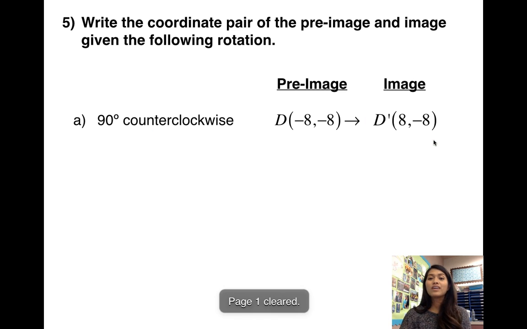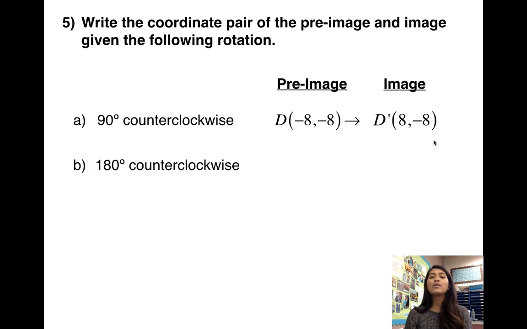Okay, so now let's move on to the next one. Now they're asking you to do 180 degrees counterclockwise with point F, which is at (4, 7). Now 180 degrees counterclockwise, please don't let this confuse you. This is one of the easier ones. There's no switching at all other than to take the opposite of each coordinate.